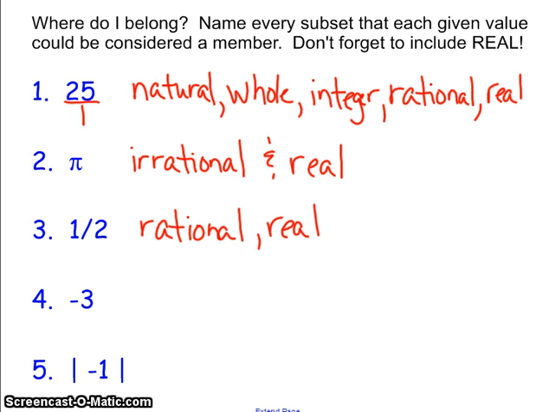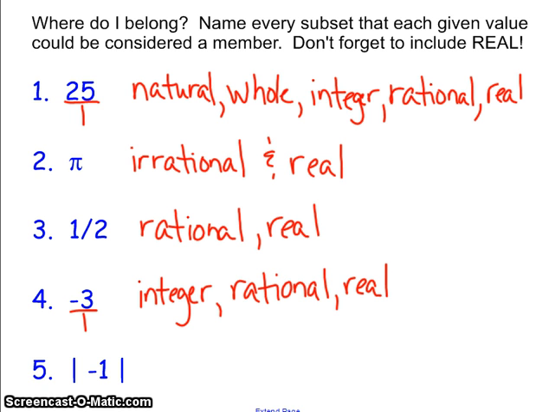-3, at this point, hopefully you're already filling it in. It is an integer. It is also rational because I can make it -3 over 1. And as everything else, it is real.